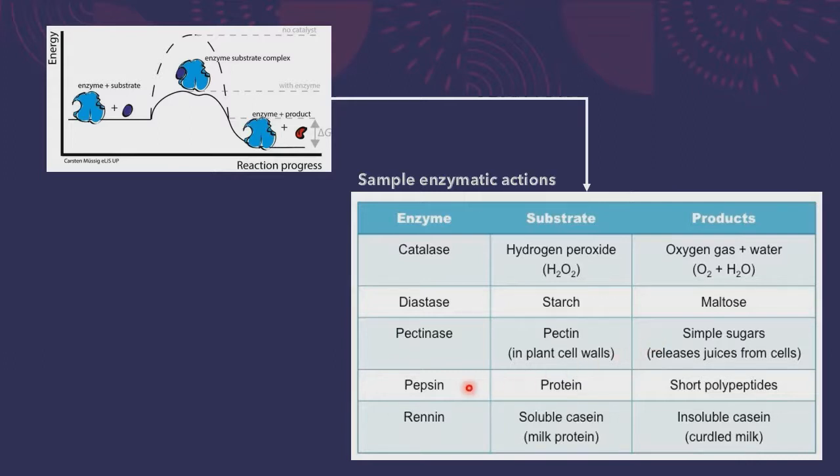And we have pepsin, a very popular type of enzyme that works on the substrate called protein, and it will produce short polypeptides. Another example here is renin, and the substrate is the milk protein called soluble casein, and the product will be the insoluble casein, which is the curdled milk.